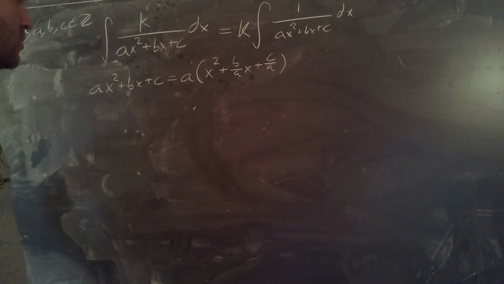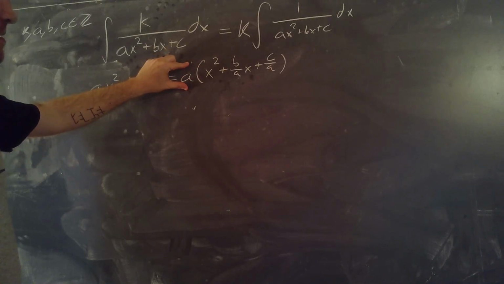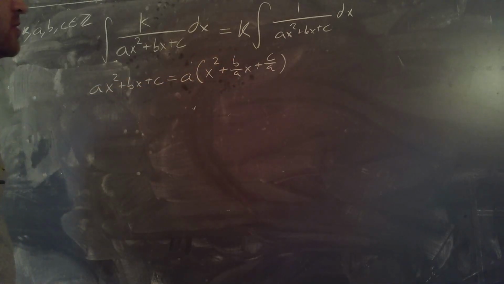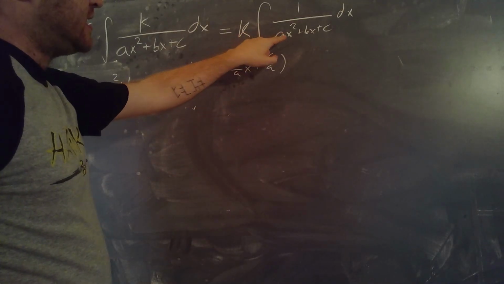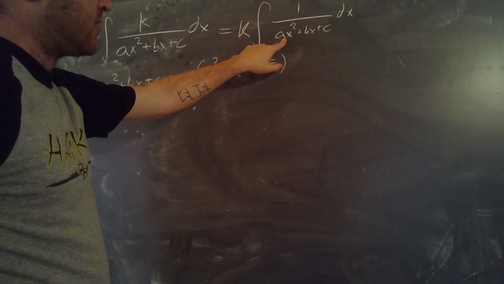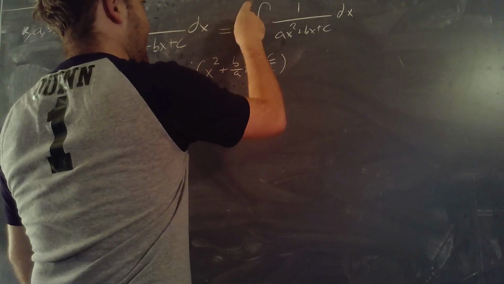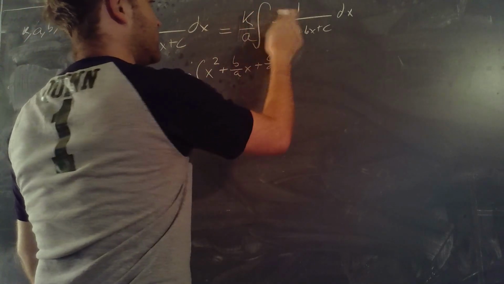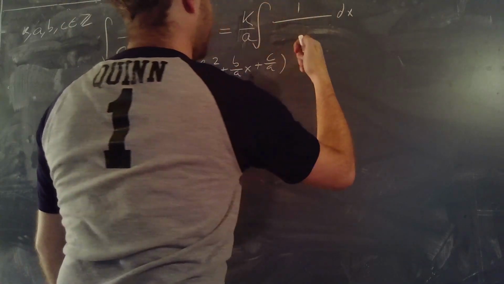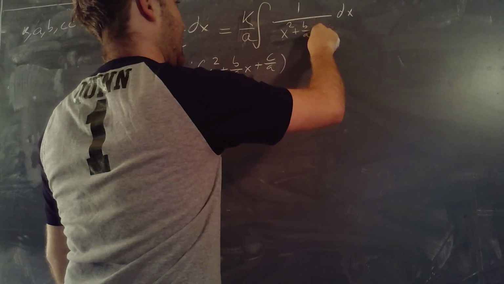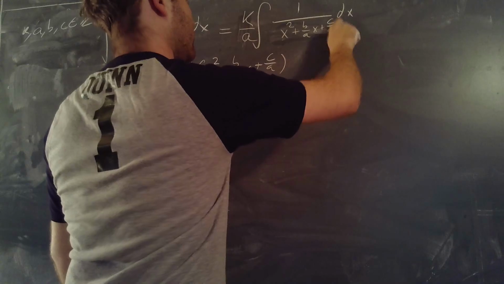But that's also really, really nice because if you notice, this a value is just a constant multiplied by a polynomial term, and that replaces this part of this integrand right here. So I can simply pull the a out in front of the whole thing, rewriting the integrand as 1 over x squared plus b over a x plus c over a.